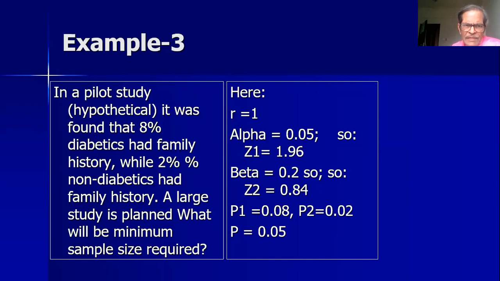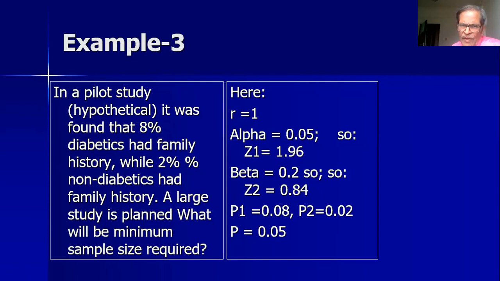So in a pilot study, it was found that 8%... This is a hypothetical example, and in the hypothetical study, it was found that 8% of diabetics had a family history, while 2% of non-diabetics had a family history. And we want to do a large study to test this hypothesis. So here R is equal to 1. That means we want one control per case.